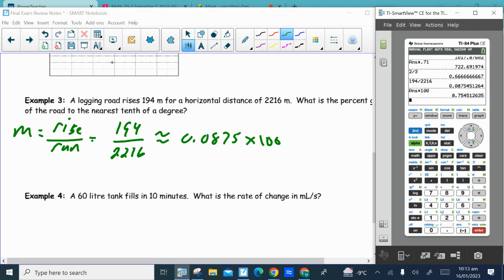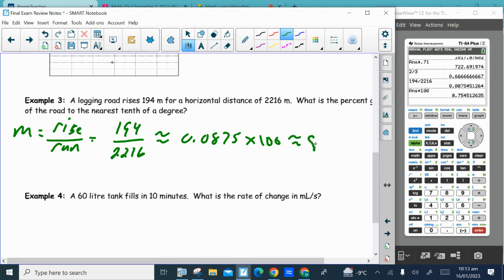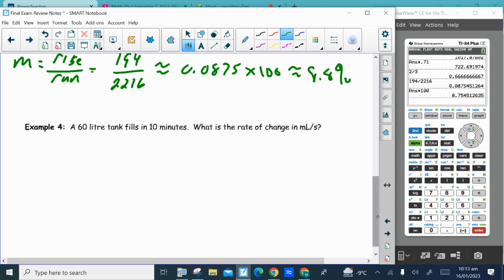We're asked to round it to the nearest tenth of a degree, which would be 8.8. The digit in the tenth place is the 7. To the right of that is a 5, which means the 7 has to go up. So it's approximately 8.8%. So there's the answer.